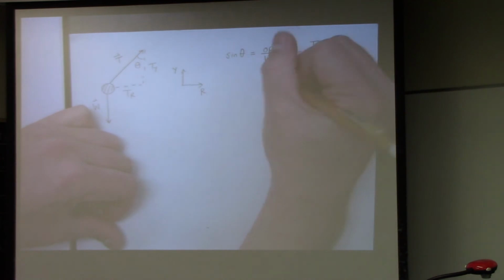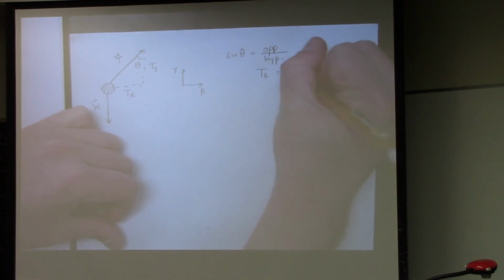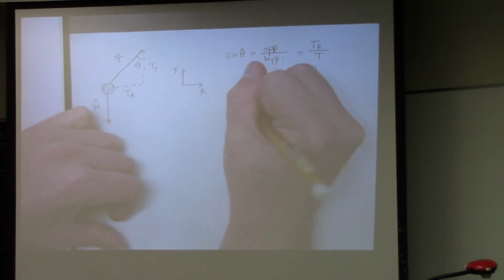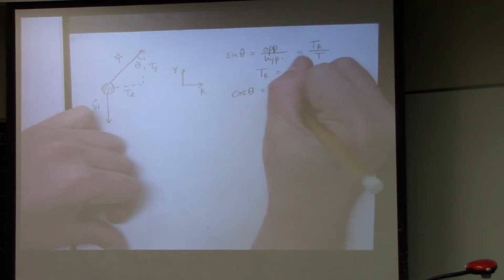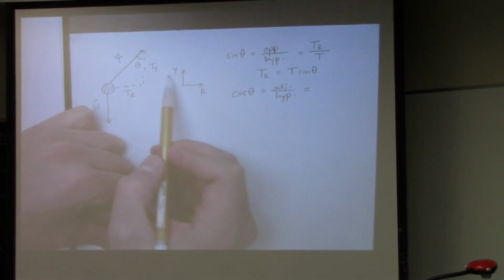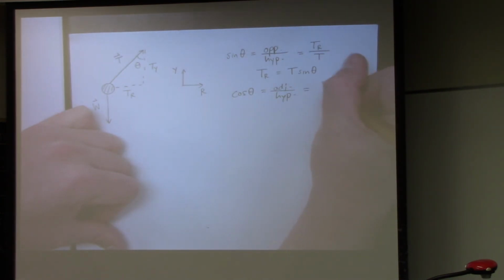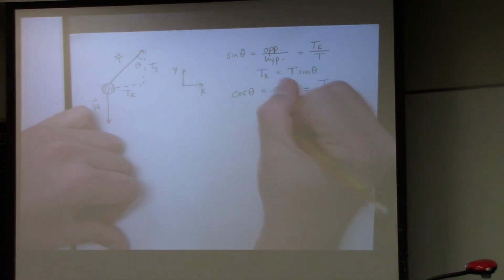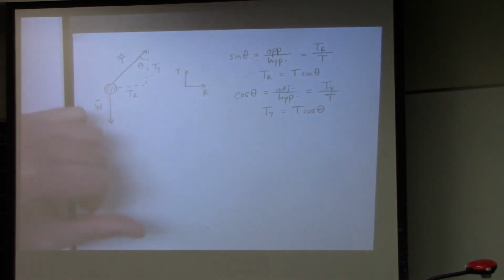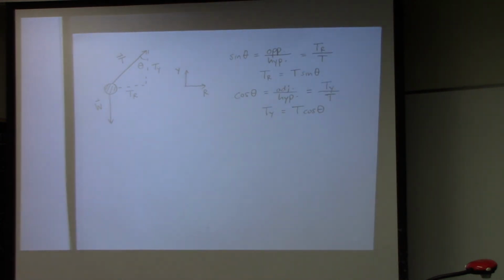So what do we get? TR is equal to the magnitude of the tension times sine of that angle. Okay, how about cosine? Well, that's always the adjacent side over the hypotenuse. The adjacent side in this case is TY, and the hypotenuse is the magnitude of the tension, just like before, which gives us TY is equal to T cosine theta. So that's just a little bit of work on the side to break the tension vector into these two components. So now that we have that, let's see what we can do next.